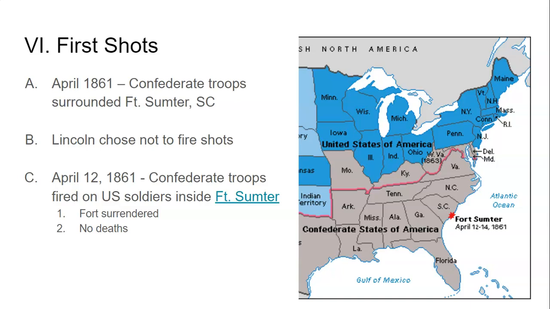So on April 12th, 1861, Confederate troops fired on U.S. soldiers inside Fort Sumter. The fort was surrendered after several hours of shots going back and forth. It becomes Confederate, and there was actually no bloodshed. Well, I think a donkey died, but other than that, no humans died. So this is really just the first shots. It's not the first major bloodshed of the war.